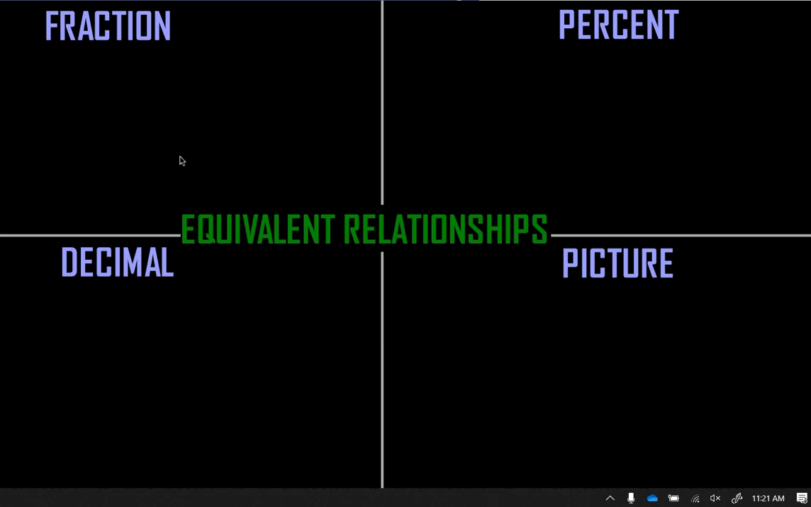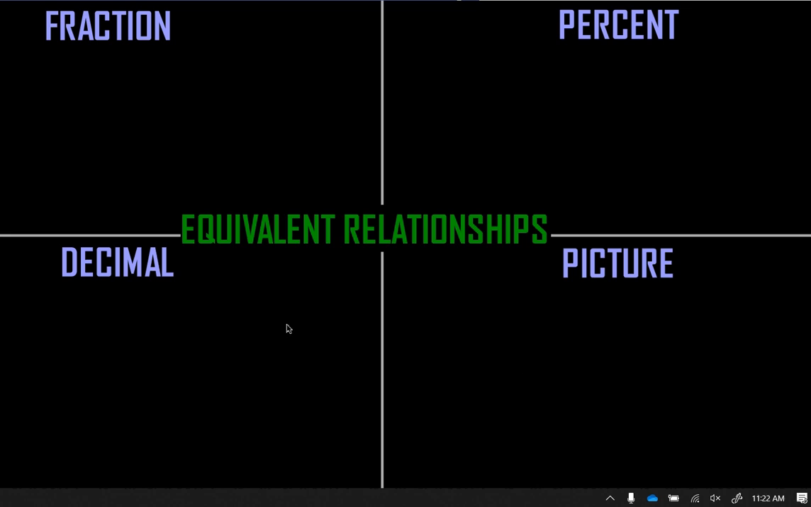And in this video, we're going to be working on those comparing and ordering notes. And before we review how to do some conversions, I just want to make sure you guys are seeing how this works. So in the center of the screen, I have this nice big word. It says equivalent relationships, and what that's saying is that each of these terms are going to be the exact same thing. However, they might just look different.